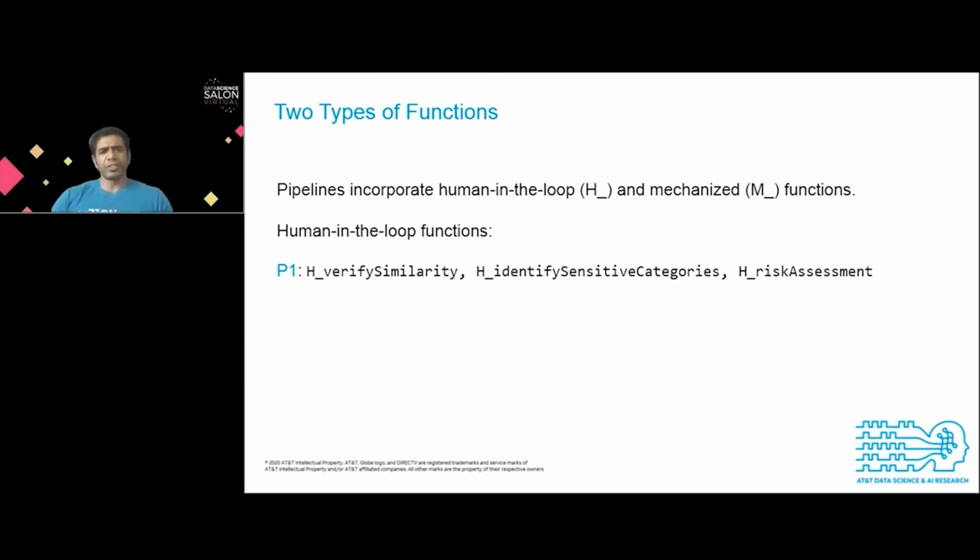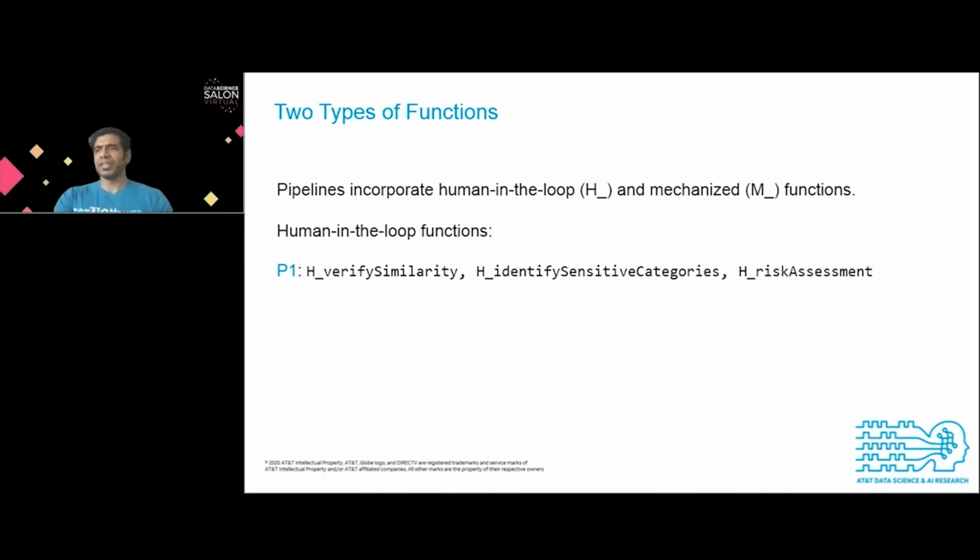Unpacking the human in the loop functions a little bit, these are the novelties of SIFT. This is the third novelty of SIFT, as I mentioned earlier. So in pipeline 1, a human verifies similarity of past projects with the project at hand after using some kind of simple search mechanism to shortlist the past projects. Identify sensitive categories. This is also done at human level after the first level of vetting. And the risk assessment. Risk assessment is always human. A human always decides at the end of each pipeline whether to proceed to the next pipeline.